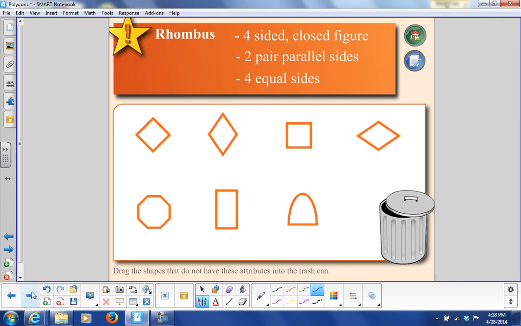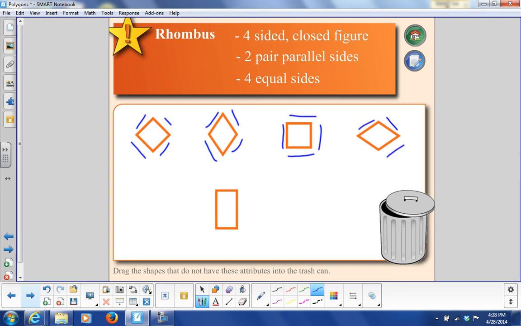Rhombus. A rhombus is a four-sided closed figure, two pair of parallel sides, and four equal sides. A rhombus is the same thing as a square. A square and a rhombus are the same thing. Four-sided, so that leaves this one out. Trash can. This one's not four-sided. Take that one out. Everything else looks like it's four-sided. Two pairs of parallel sides. Parallel, parallel, parallel, parallel, and parallel.